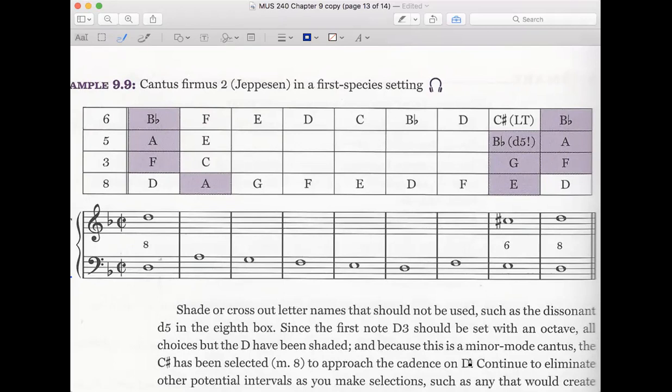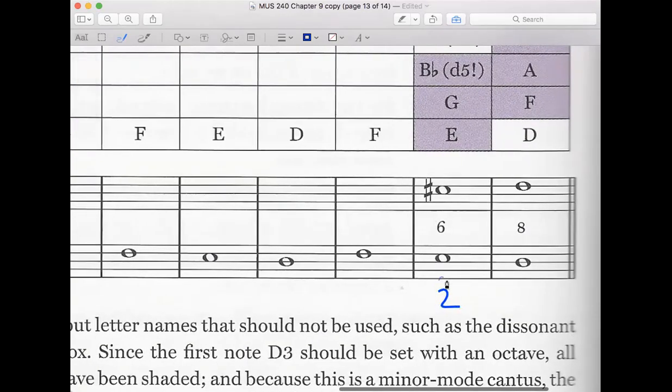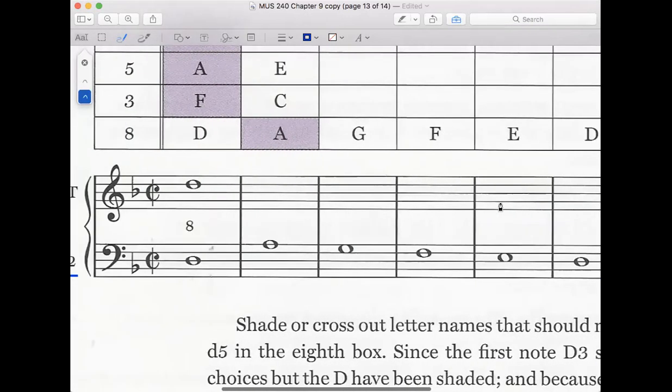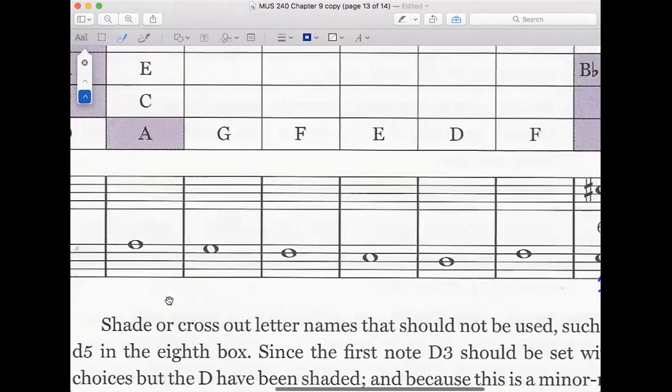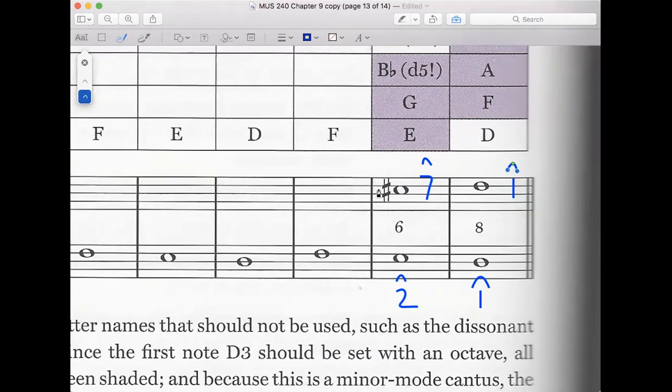The closing gesture is very clear. If this is re do, scale degree 2 going to scale degree 1, and they already put it there for you, we're going to need ti do, scale degree 7 moving to scale degree 1. Now you notice we're in a minor mode. This is D minor, isn't it? In a minor mode, you have to raise your leading tone. If you want ti do, you have to raise that leading tone at the cadence. We're only talking about the cadence.